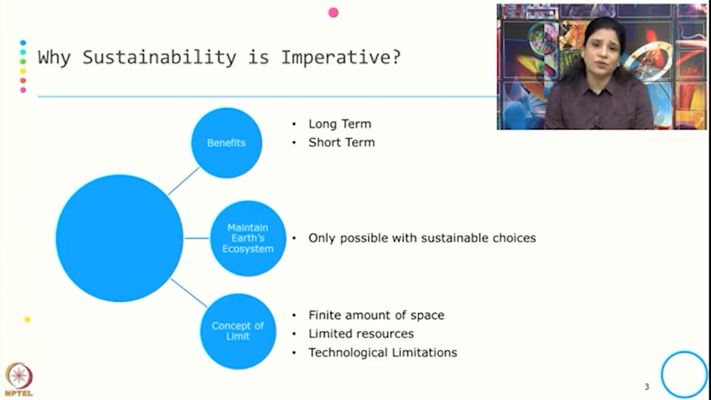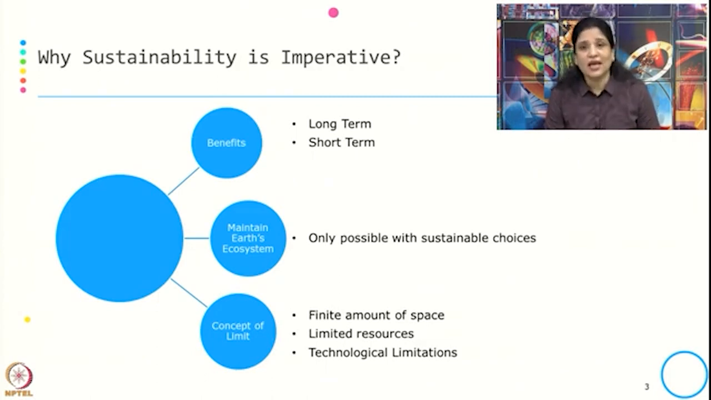And what is the concept of limit? For example, there is a finite amount of space available to us. There are limited resources to produce different types of goods and services, and there are also limitations in terms of technology. So the concept of limit makes us think that we need to include sustainable practices in our day-to-day activities and also in business activity.